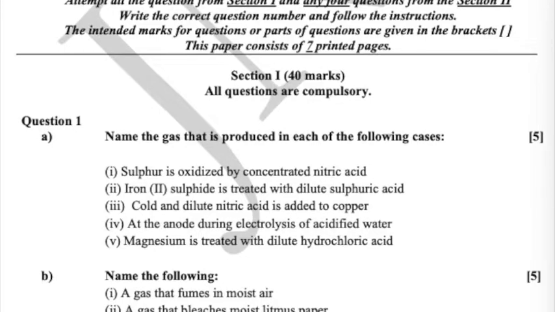Again, I'll repeat all in the order. First is nitrogen dioxide NO2. Second, hydrogen sulfide H2S. Third, nitric oxide NO. Fourth, oxygen. And fifth, hydrogen. Nitric oxide, you can write it as nitrogen monoxide, right? You can write it as nitrogen monoxide also.